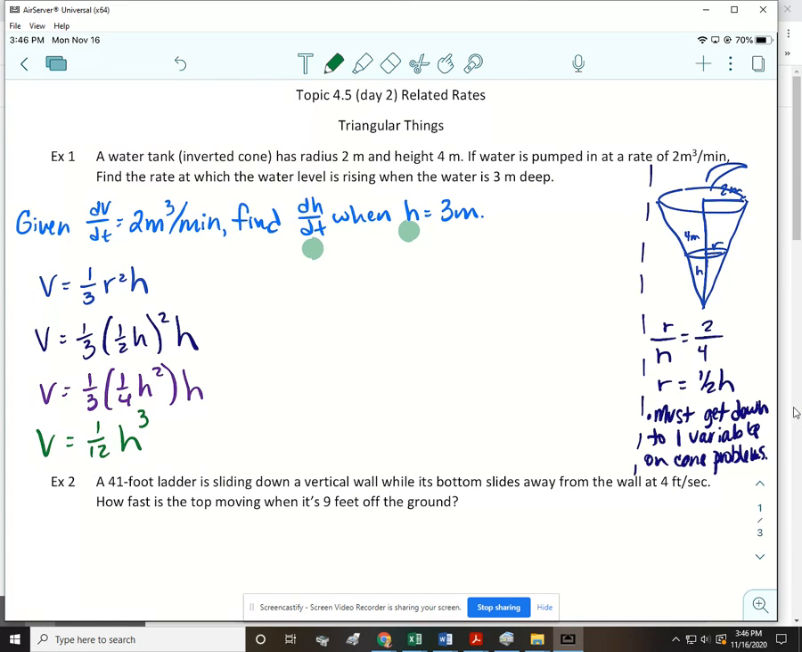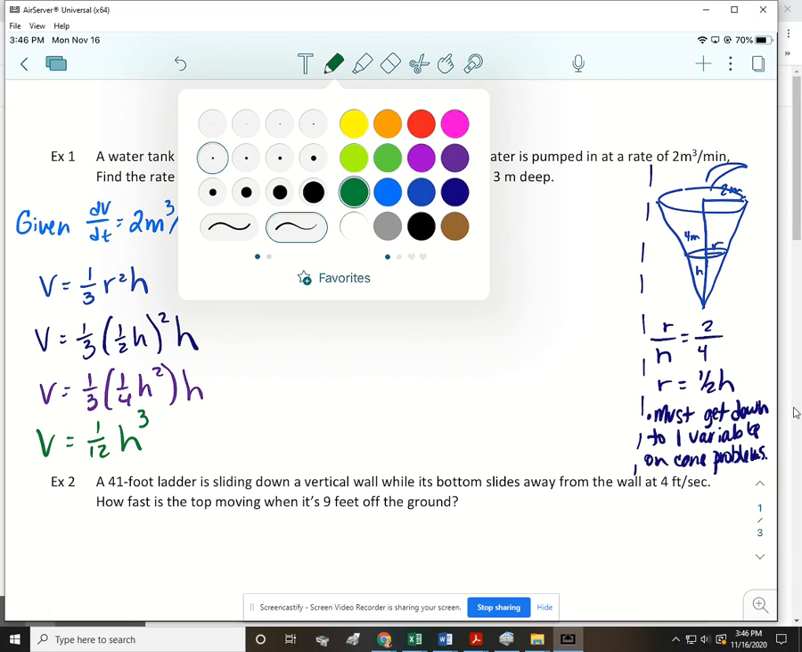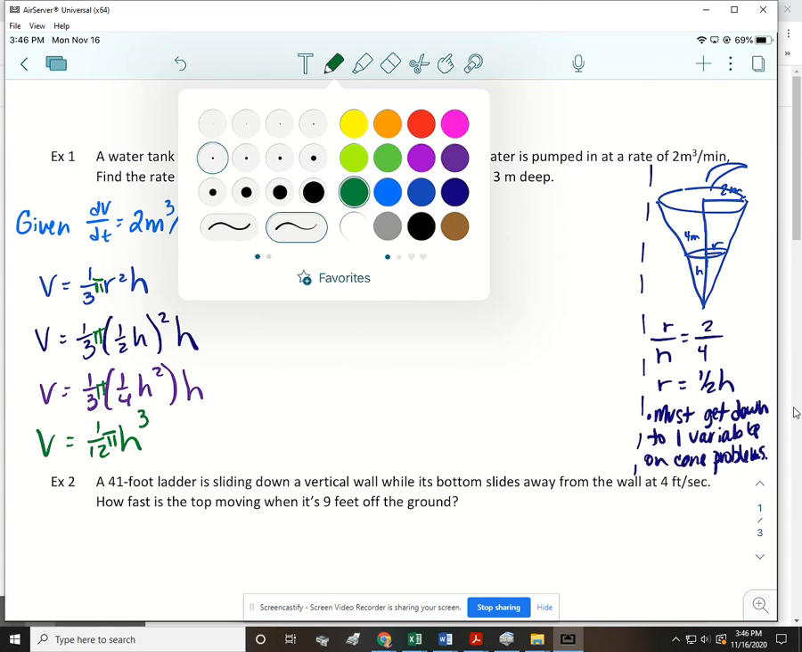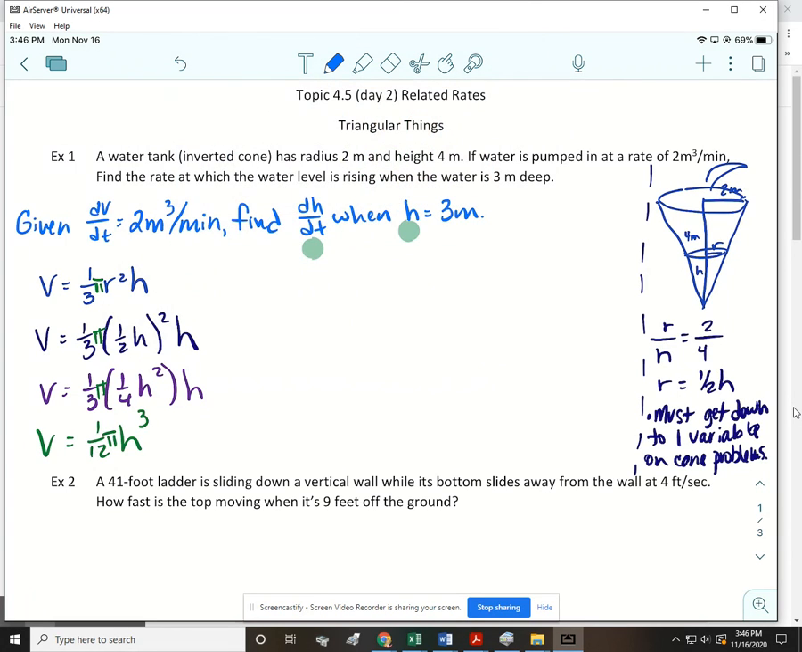All right, so once we get down to just V equals something with only, oh, I left out the pi. Shoot. There's a pi in every one of these formulas. Okay, so now we are just down to V equals something with just one variable, just h. We're going to find the derivative.